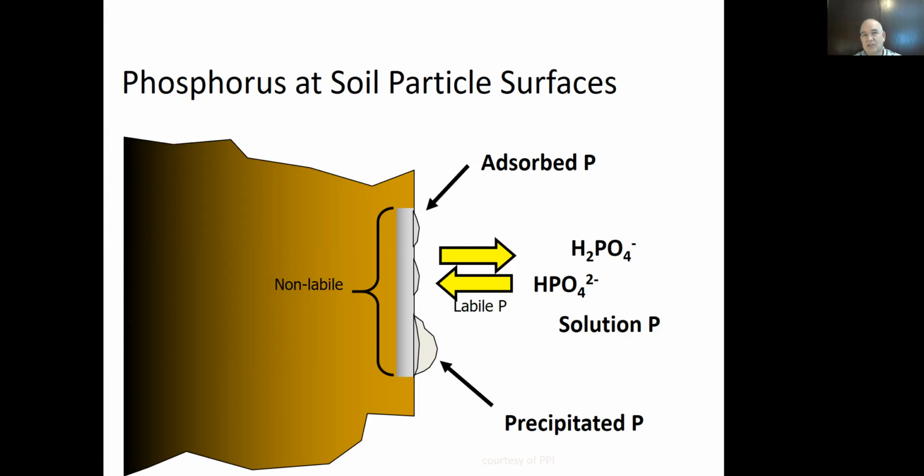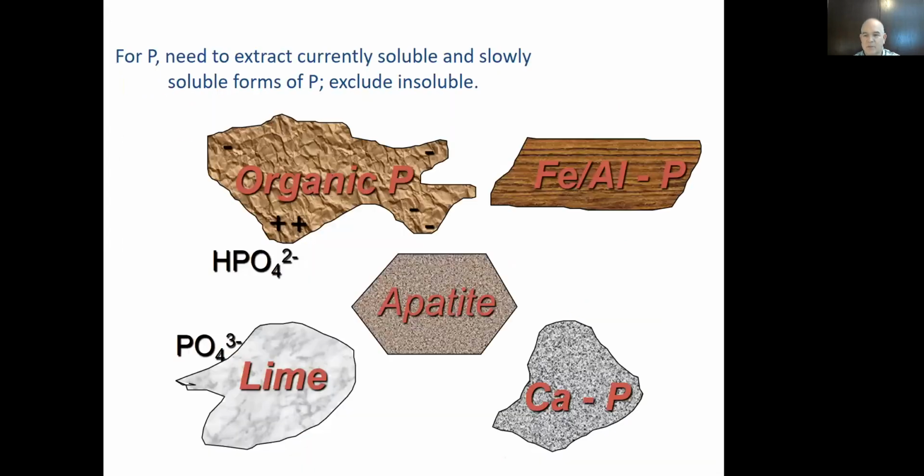It's a little bit of a stretch, but that's what's going on, whether we like it or not. And so we're trying to represent that in the soil test. So the bottom line here, continuing on with the phosphorus thing, is I want to extract what's currently soluble. So any phosphorus that's floating around in the soil solution, I want to get that. But I also want to get these slowly soluble forms of phosphorus that might become available through the course of the season. And then I want to exclude the insoluble stuff.